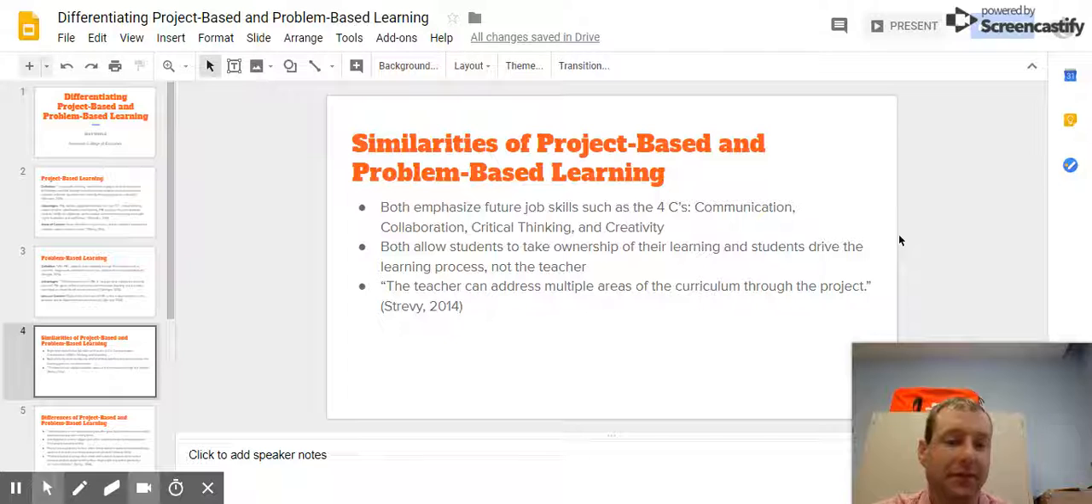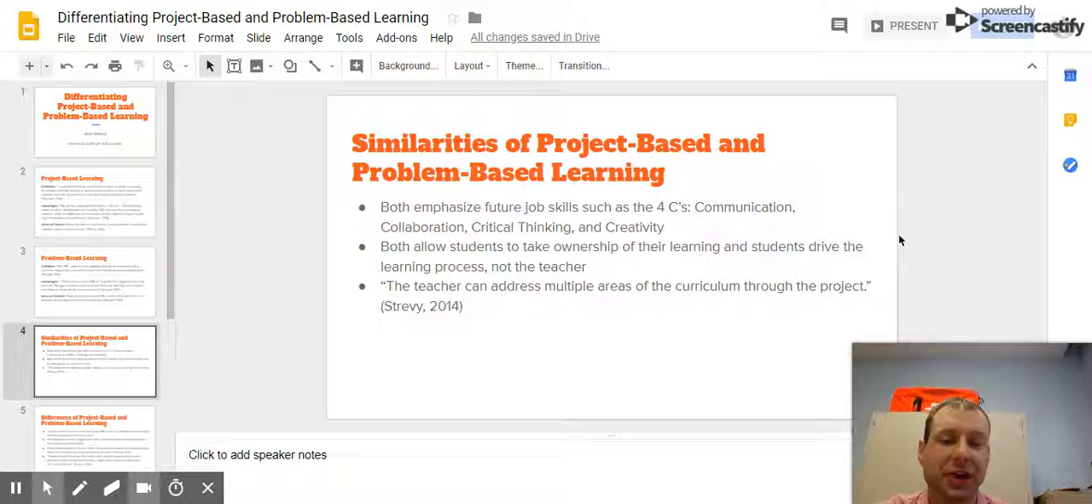Both of them emphasize future skills that are needed for jobs, and that's a big focus for me as a high school business teacher, emphasizing those 4 C's: communication, collaboration, critical thinking, creativity. It's a huge aspect that students need much more work on. I work with a lot of employers as part of my job, and they continually stress students need these skills as well coming out of high school and or college.